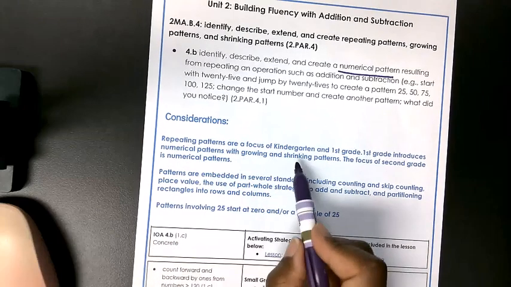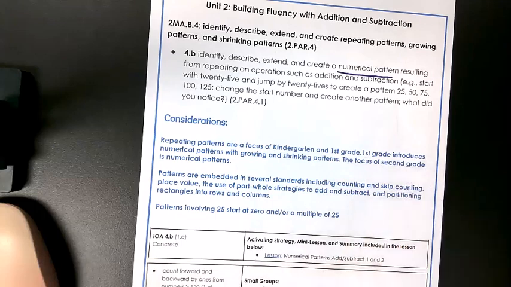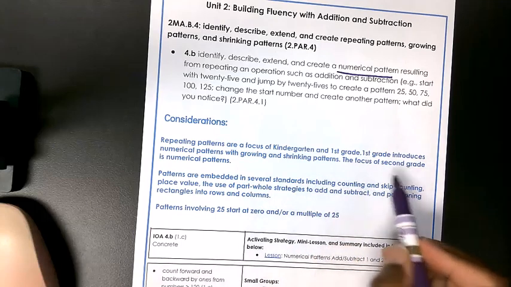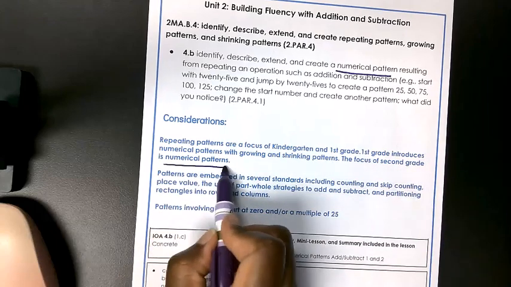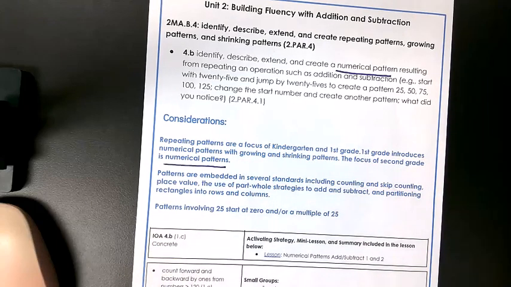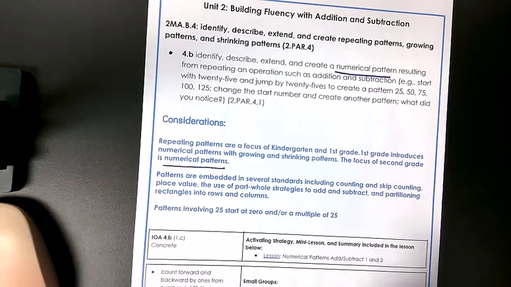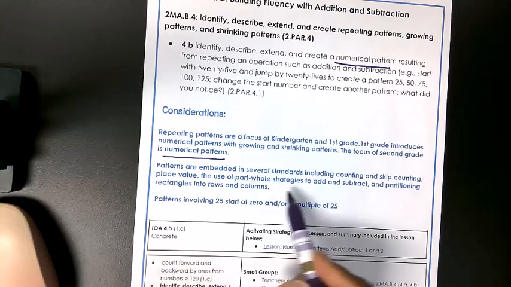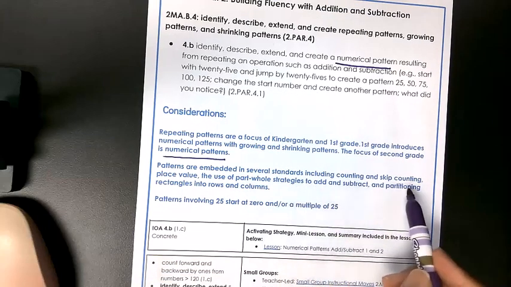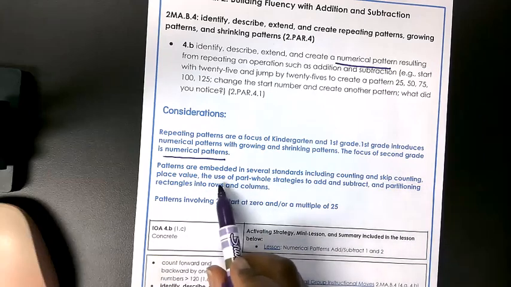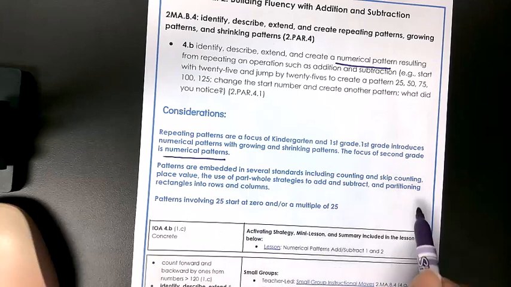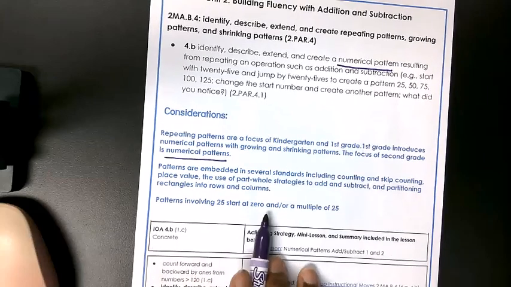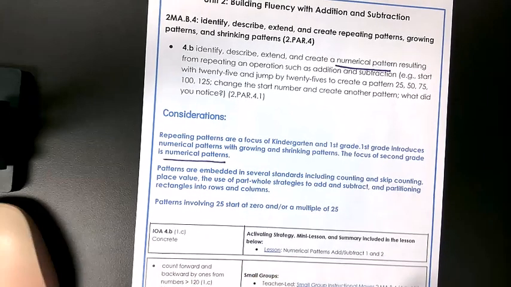Repeating patterns are a focus of kindergarten and first grade. First grade introduces numerical patterns with growing and shrinking patterns. The focus of second grade is numerical patterns. So again, just make sure that you realize we're not doing some of the things that you may see the lower grades doing. In second grade, we're focusing on the numerical patterns. Patterns are embedded in several standards, including counting, skip counting, place value, the use of part-whole strategies to add and subtract, and partitioning rectangles into rows and columns. Patterns involving 25 start at 0 or a multiple of 25.